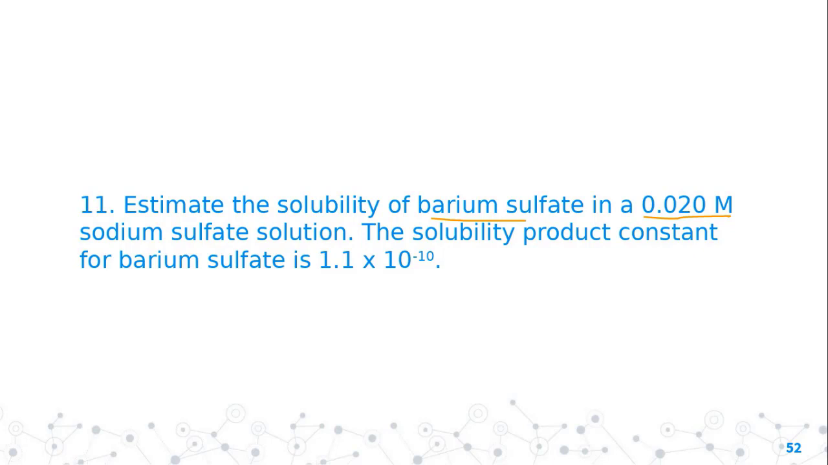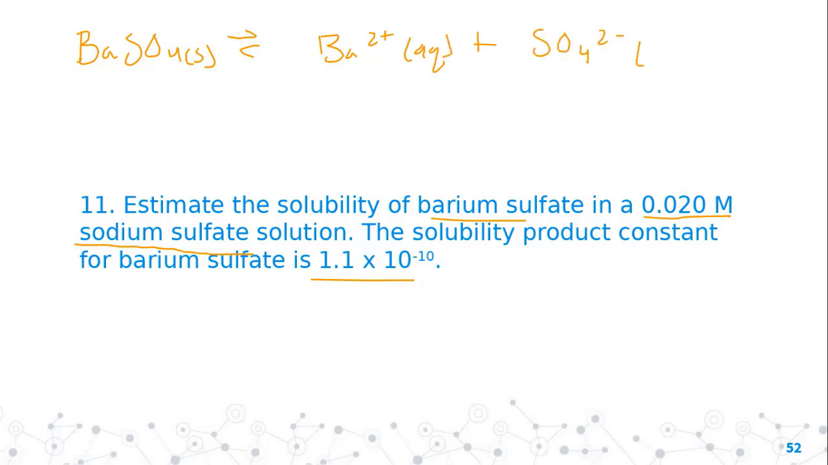All right, so estimate the solubility of barium sulfate in 0.2 molarity sodium sulfate solution. The solubility constant, Ksp, is 1.1 times 10 to the negative 11. So let's look at our reactions going on. We had barium sulfate, and that's going to break apart into barium 2 plus, and then sulfate 2 minus.